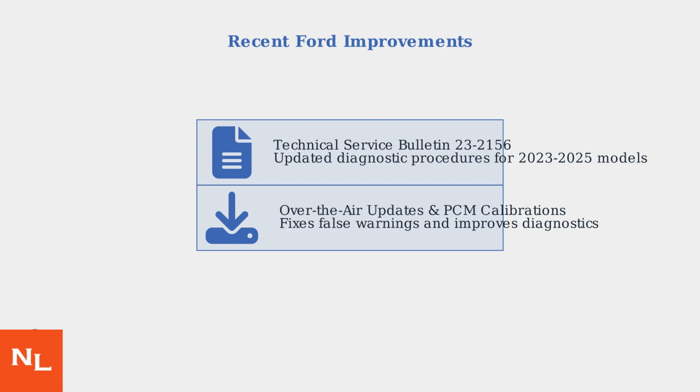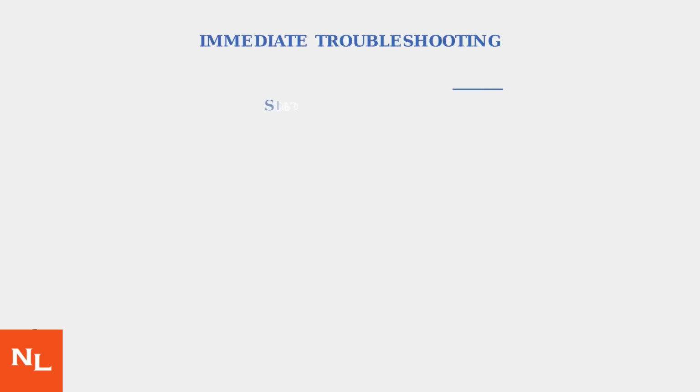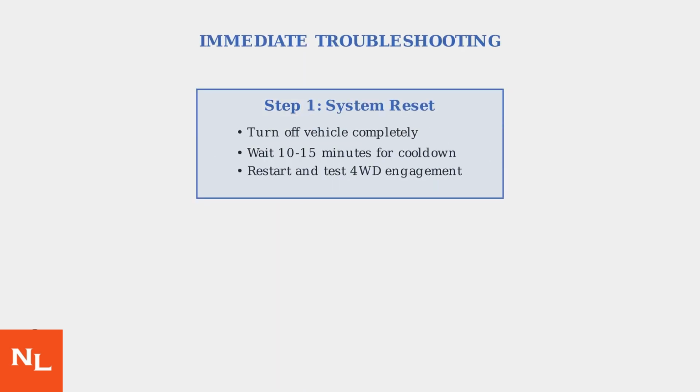Over-the-air software updates and PCM calibrations help fix false warnings and improve system diagnostics. Additionally, Ford has extended warranty coverage for 2020 through 2024 model year Escapes experiencing recurring four-wheel drive system issues, providing better protection for owners facing these problems. When the four-wheel drive temporarily disabled warning appears, start with these immediate troubleshooting steps.